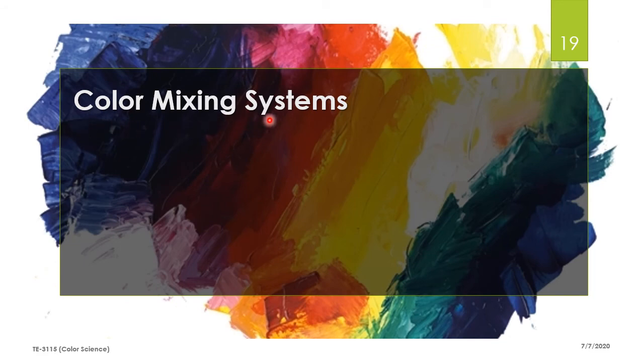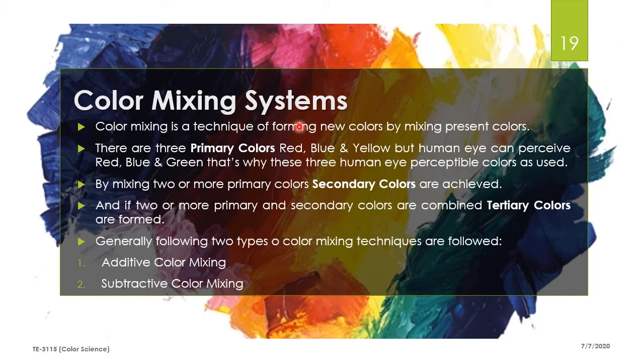Color mixing systems. Actually, color mixing is a technique of forming a new color by mixing present colors. For example, two primary colors can be mixed to form a secondary color, while primary and secondary colors can be mixed to form a tertiary color. Color mixing systems are of two types: additive color mixing and subtractive color mixing.